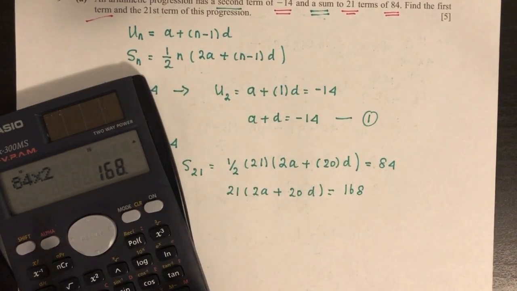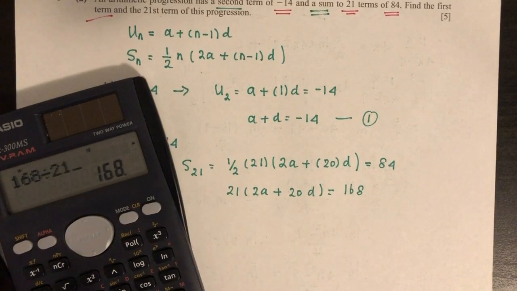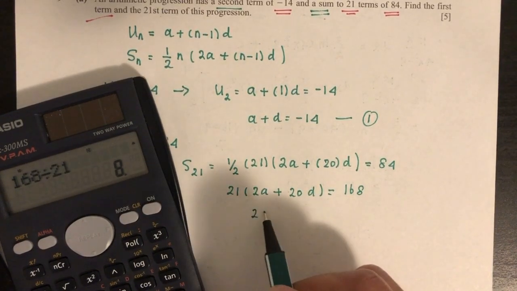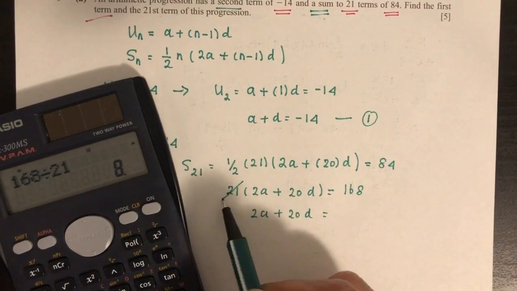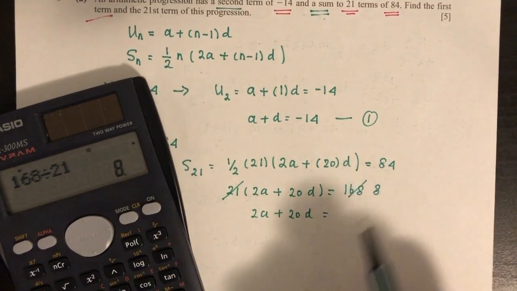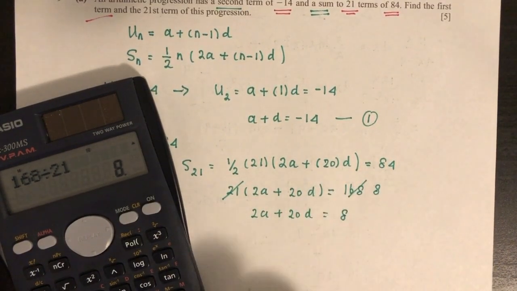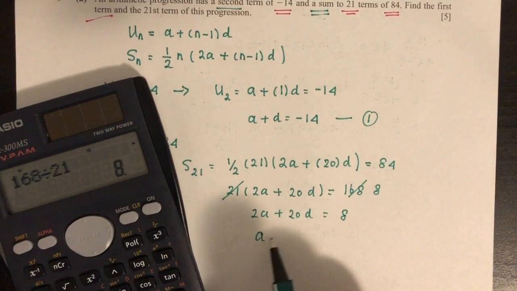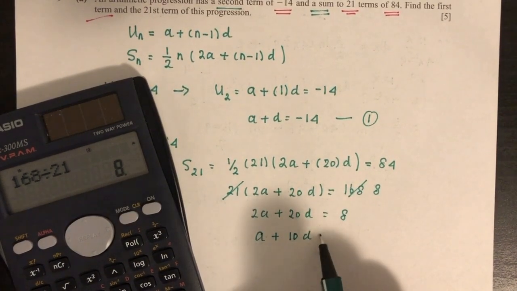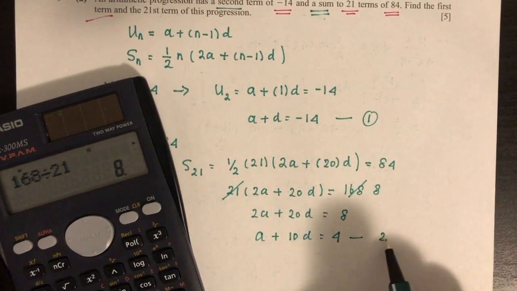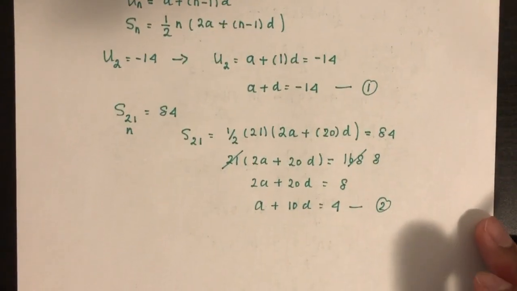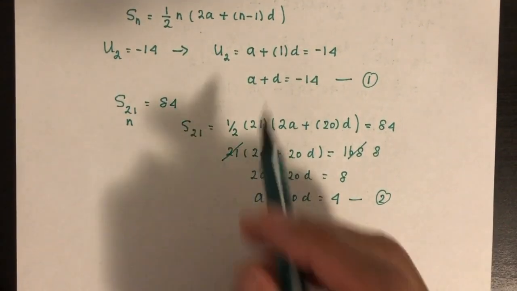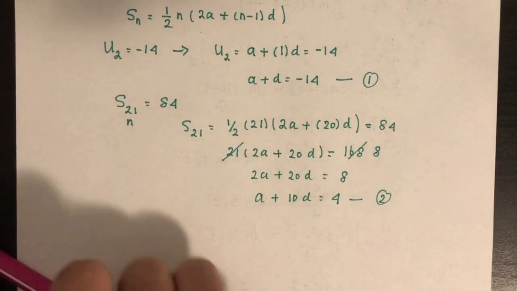We can divide by 21 on both sides. That will be 2a plus 20d divided by 21, and 168 divided by 21 gives 8. Now divide by 2, you will have a plus 10d equal to 4. This is my second equation. So now we have to find the values of a and d. For this one, we have to make a the subject of the formula.